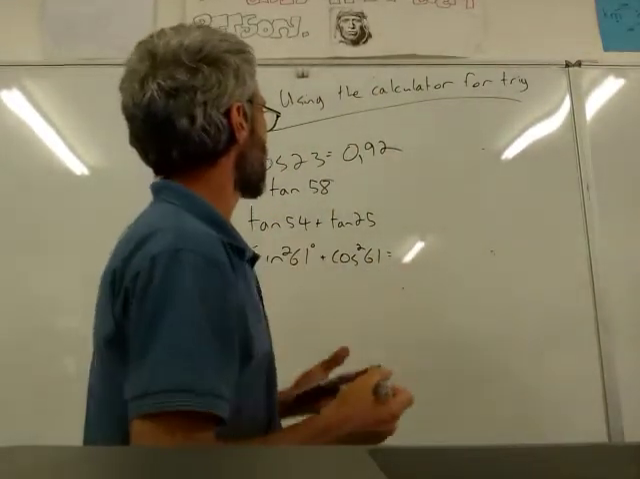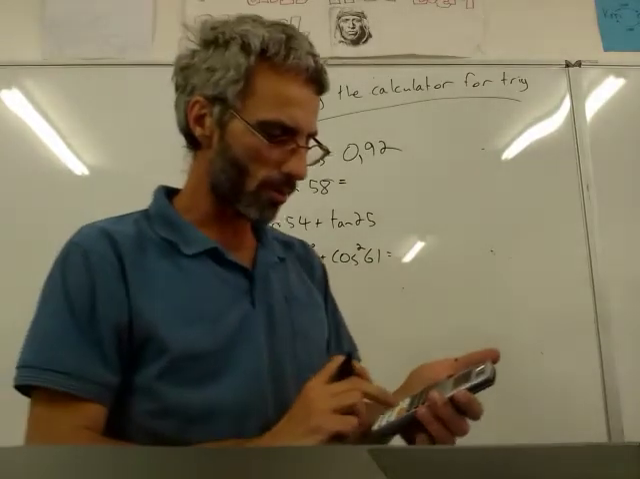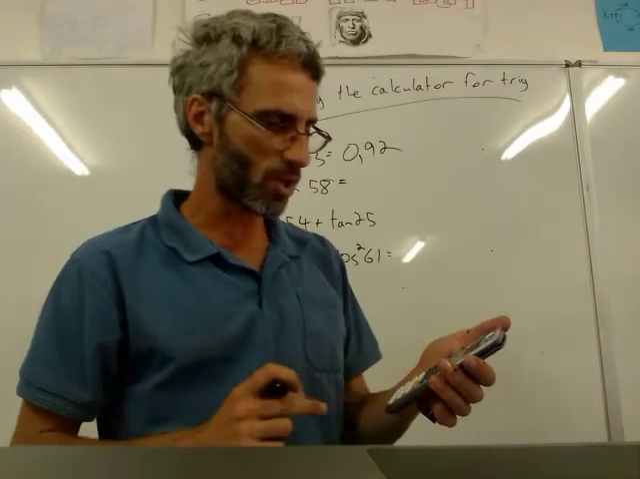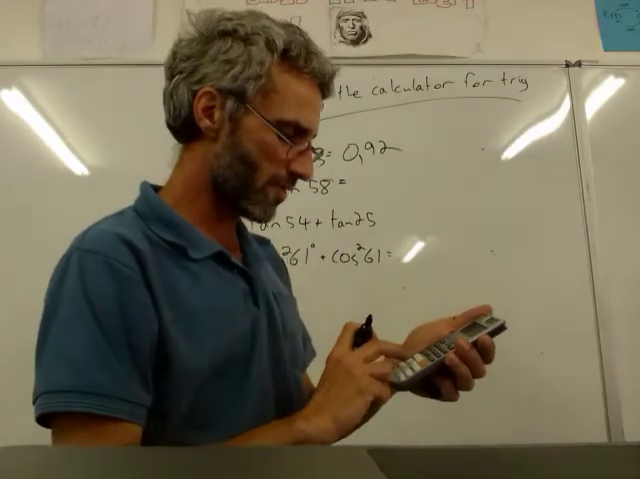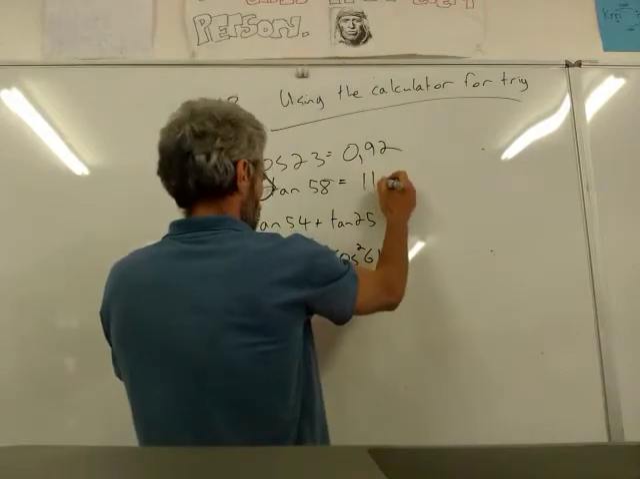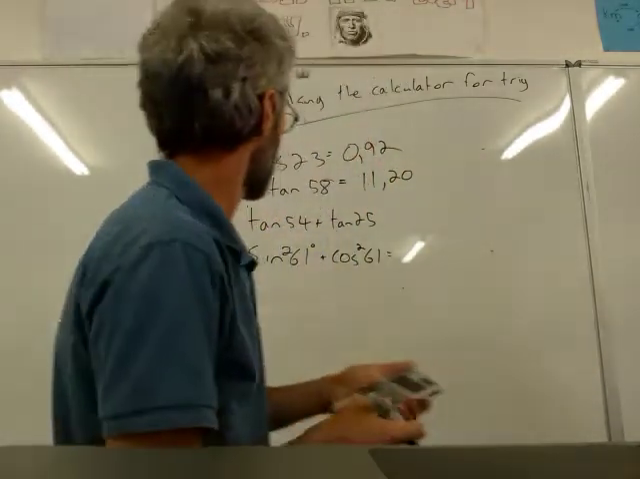Next, 7 tan 58. What do we do? Well, we write 7 times, look for the tan. It's next to the cosine on my calculator. You put 58, close the brackets. Boom, got the answer: 11.20. Easy. Right, moving on.